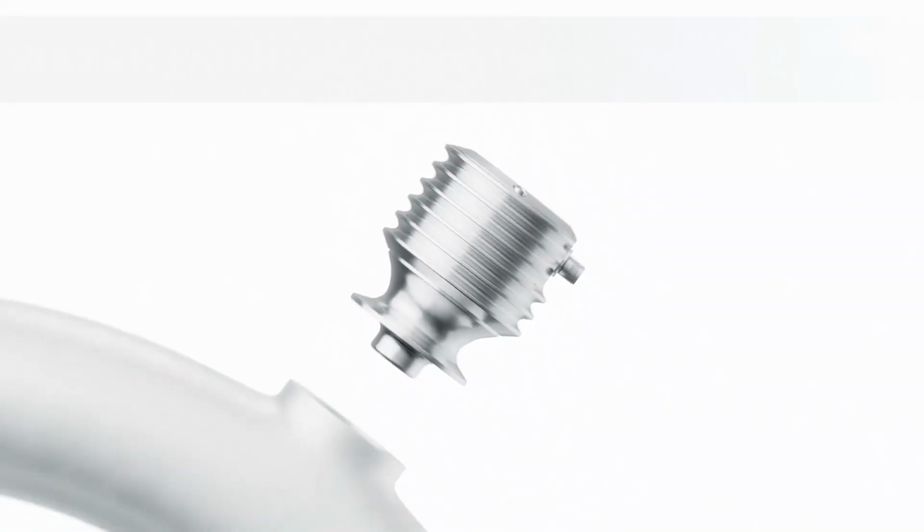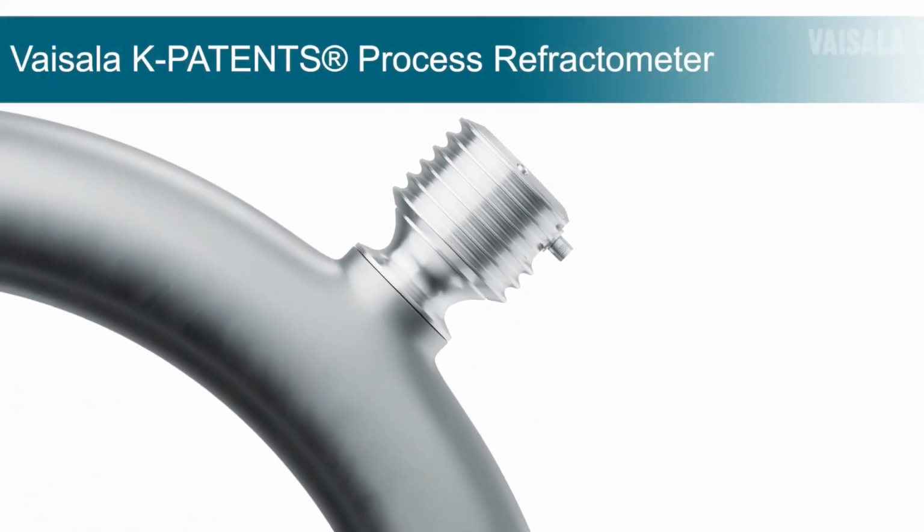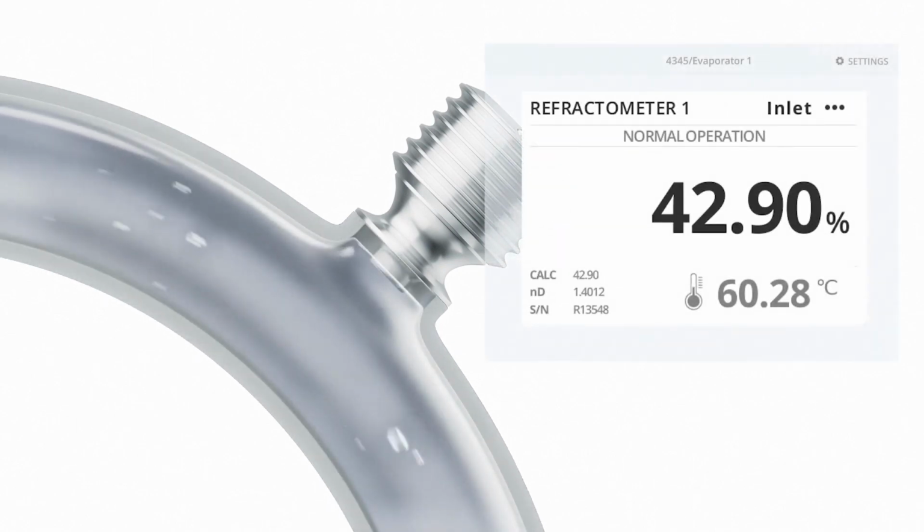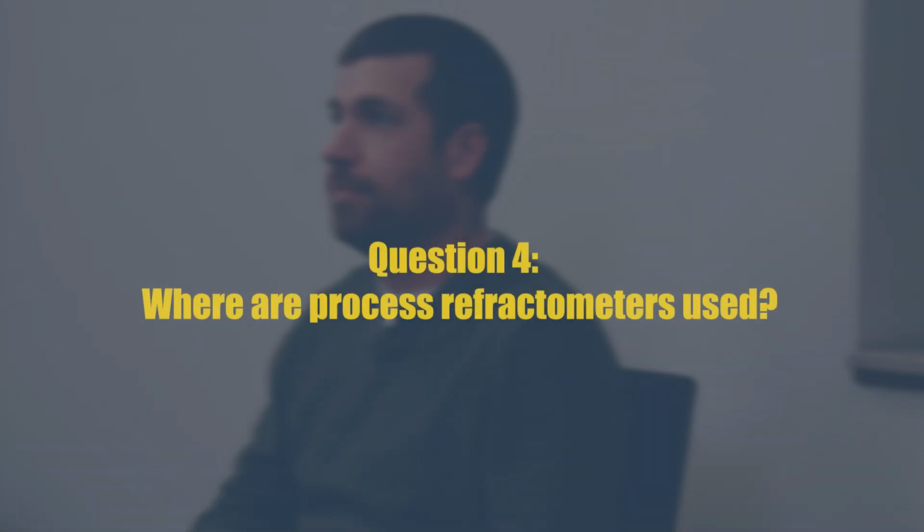Process refractometer is a monitoring device that measures the concentration of a diluted material in a carrying media. So by using a light source, we're able to make a measurement of the actual physical property of refractive index.